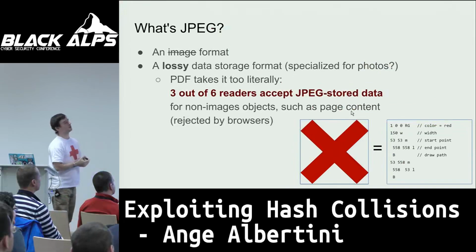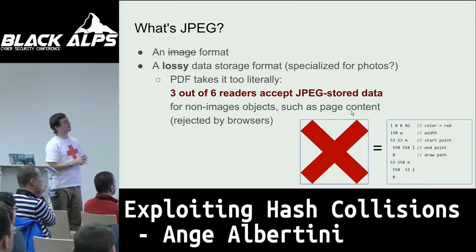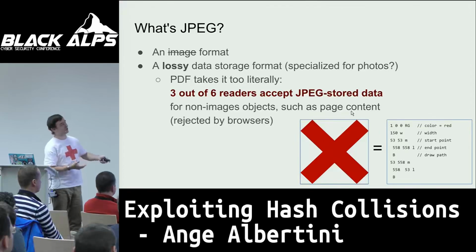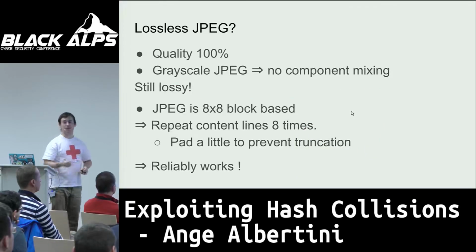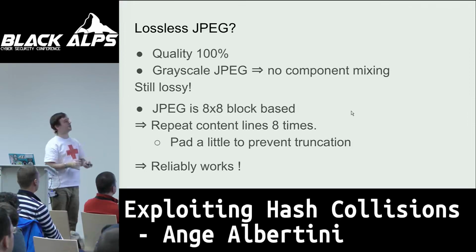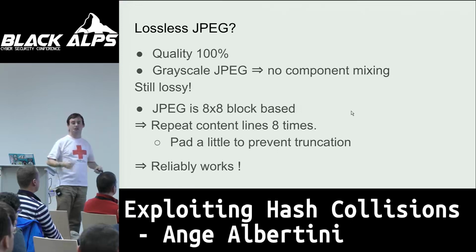So what's JPEG? JPEG is not strictly an image format. It's a lossy data storage, if you think about it, specialized for photos. And PDF takes it a bit too literally. So 3 out of 6 readers accept JPEG-stored data for anything else, such as page content. So this is the code in the page content to generate it. The browsers don't do that, but all the other readers do. So the problem is that JPEG is in theory lossy. But if you do 100% quality and grayscale, you don't have component mixing anymore. And because JPEG uses blocks of 8 by 8, if you duplicate the data 8 times, then JPEG becomes lossless.